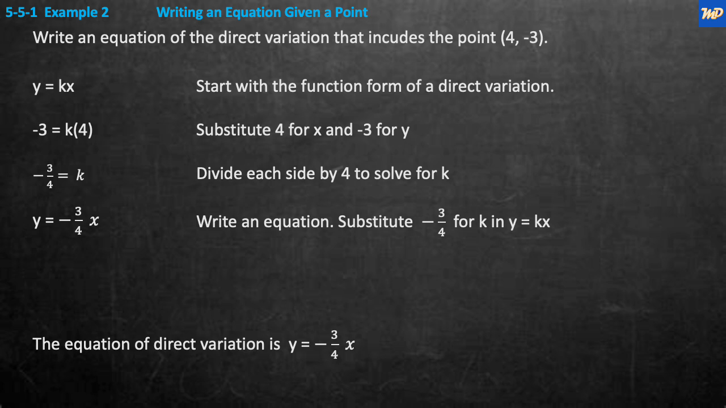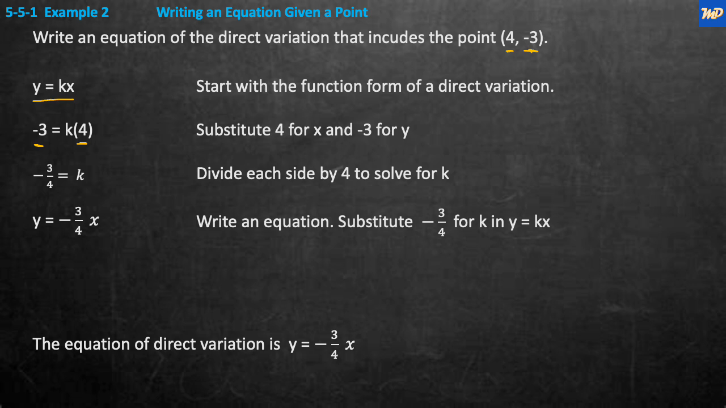So the first thing we do is we write the standard form of the direct variation equation. Y is equal to k times x. And then we're going to substitute for the y. The y in our ordered pair is the negative 3, so we put a negative 3 there. And the x of our ordered pair is the 4, so we substitute a 4 for x. So we get negative 3 equals k times 4.